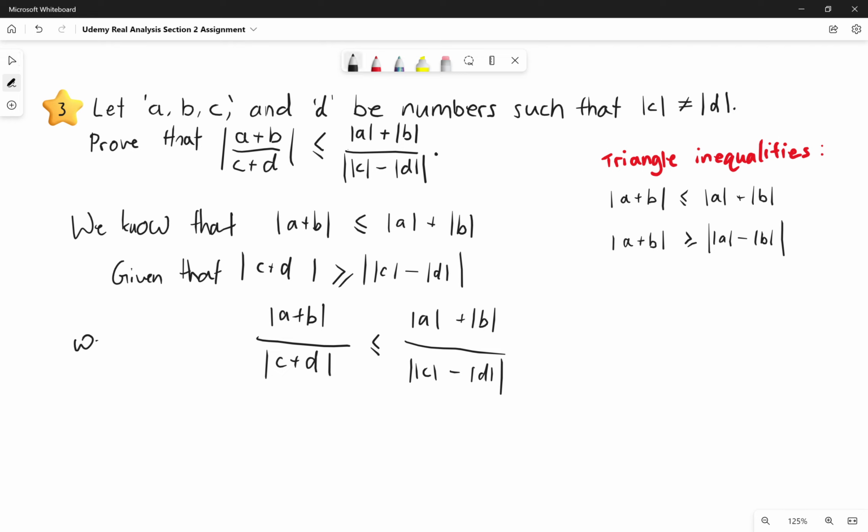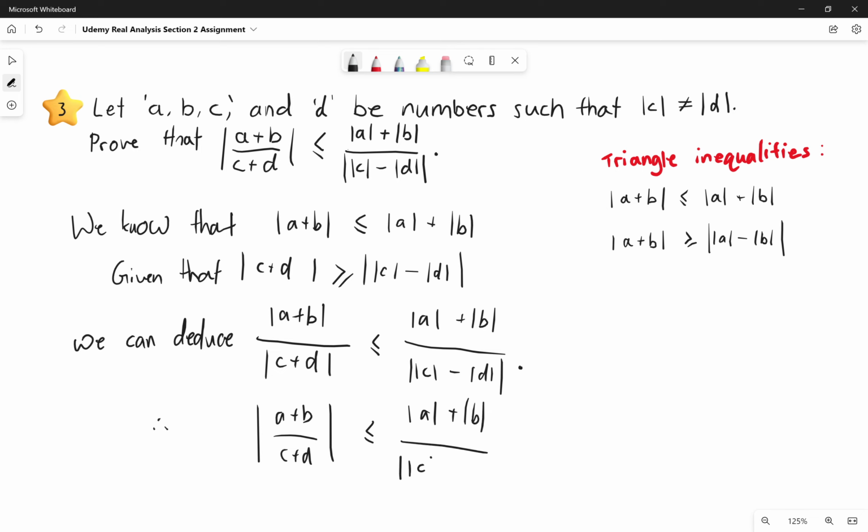So, I don't know if deduce is the right word. It's probably not. Right, we can deduce that. And therefore, the absolute value of a plus b over c plus d is less than or equal to the absolute value of a plus the absolute value of b. I'll explain why you can just change absolute values on top of each other into this.